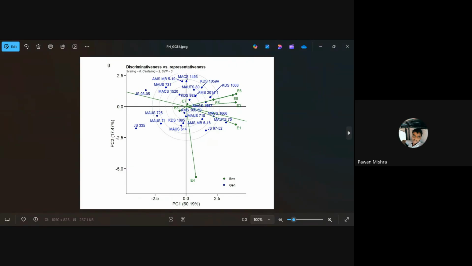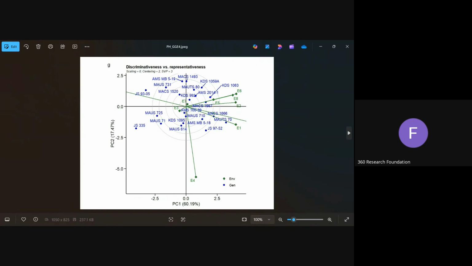Sir, please repeat the interpretation for E3 and E7. Same interpretation. They are located near the origin, so they are the representative environments. And on the other hand, whatever genotypes are nearby the origin, though it is 0.5 centimeter, 1 centimeter or 2 centimeter away, with minimum distance, those genotypes you can consider as consistent performers. Right? Okay, sir.